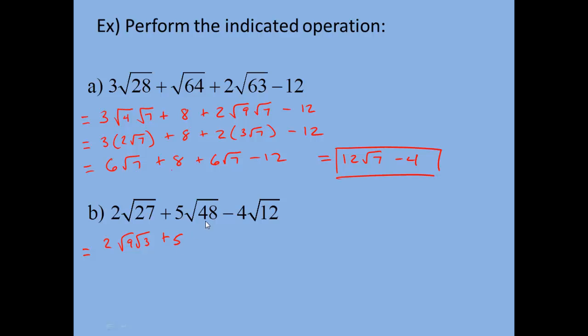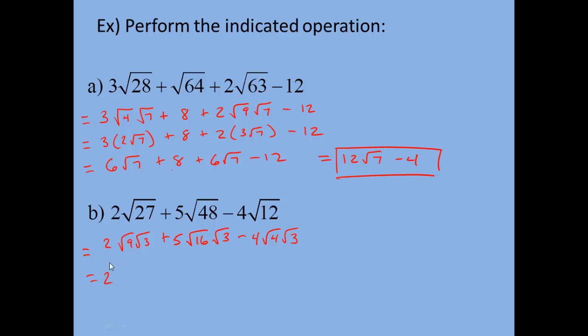Plus here we got 5, the square root of 48. The highest perfect square factor of 48 is actually 16. All right, sometimes people make the common mistake of saying 4 because they know 4 is a factor of 48, but you want the highest perfect square factor when you break this down. So square root of 16 times the square root of 3, that's how you get 48, minus 4, and then square root of 12 breaks down to the square root of 4 times the square root of 3, because 4 times 3 gives you 12. 4 is the highest perfect square factor of 12.